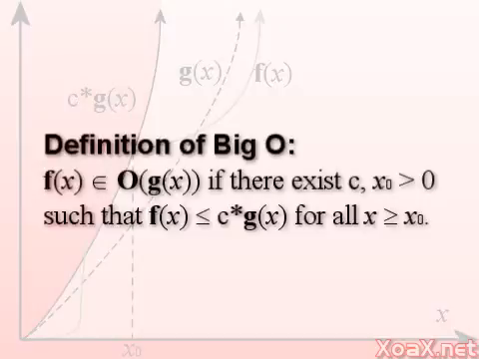Formally, we say that f of x is in big O of g of x if there exist positive constants c and x0 such that f of x is less than or equal to c times g of x for all x greater than x0.